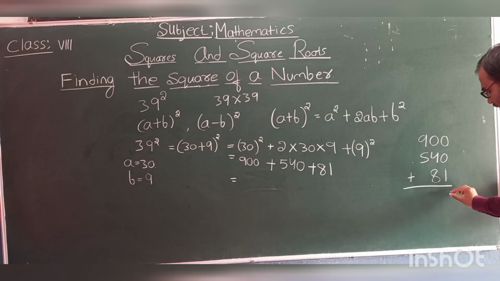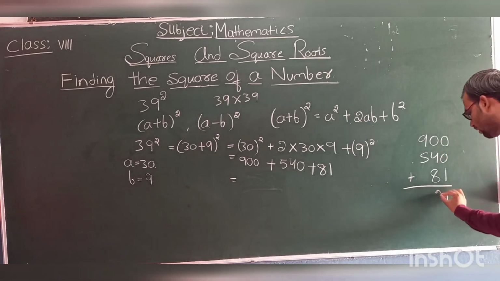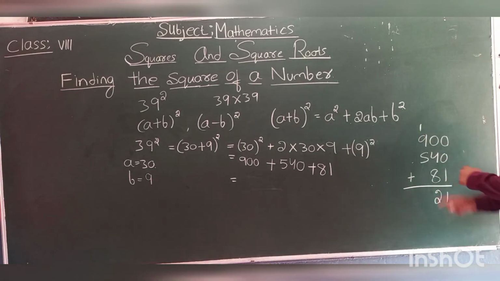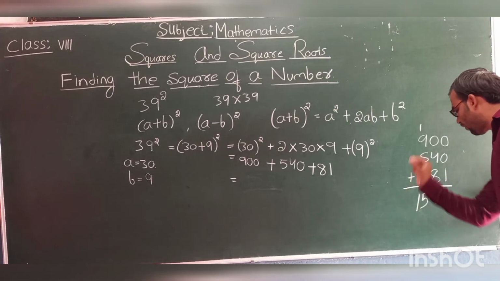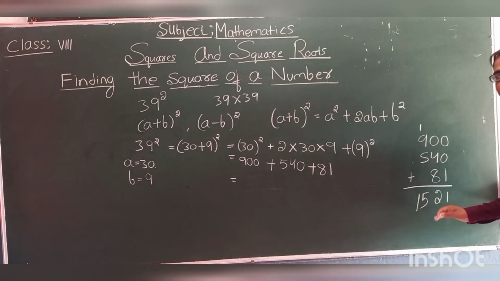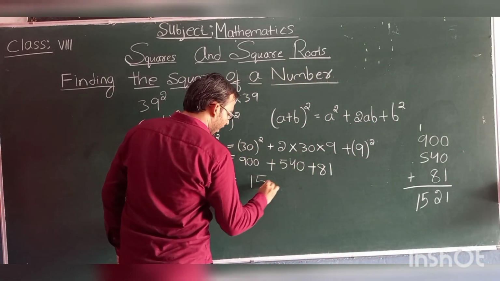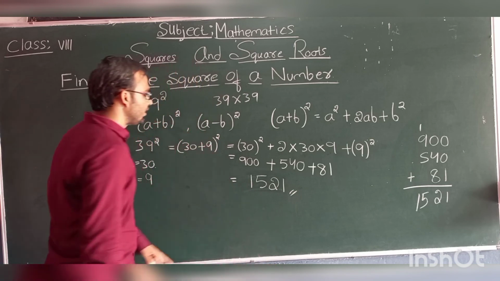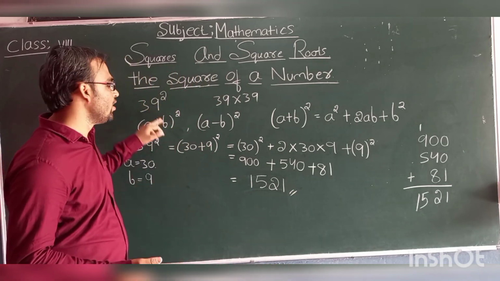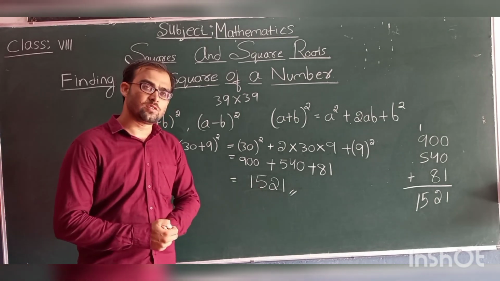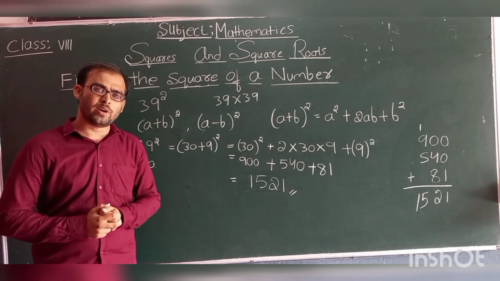Here 0 plus 1 is 1. 0 plus 4 is 4. And 4 plus 8 is 12, so 2 here, 1 carry. 1 plus 9 will be 10, and 10 plus 5 will be 15. So what have we got? 1521. When we add all this, we are getting 1521. Students, this is nothing but the square of 39. So when you square 39, you are getting 1521. This is one of the ways to find the square of any number using the identity.